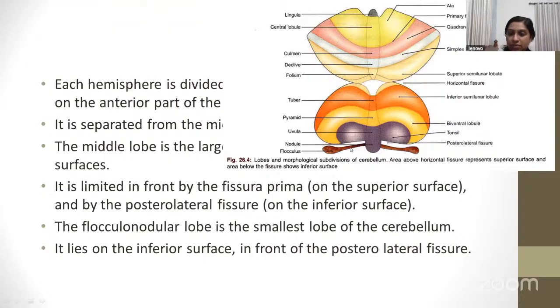And this part is the flocculonodular lobe. And here we can see the posterolateral fissure, which is the largest fissure of the cerebellum. And this part is called the horizontal fissure that separates the superior and inferior aspects of the cerebellum. And another primary fissure is the fissure which separates the anterior lobe from the middle lobe. Middle lobe is the largest lobe of the cerebellum.